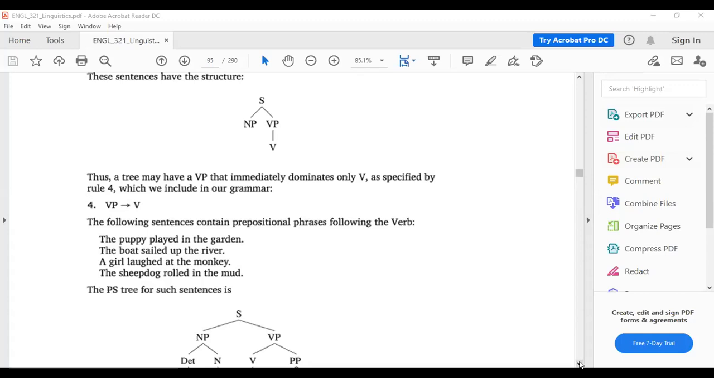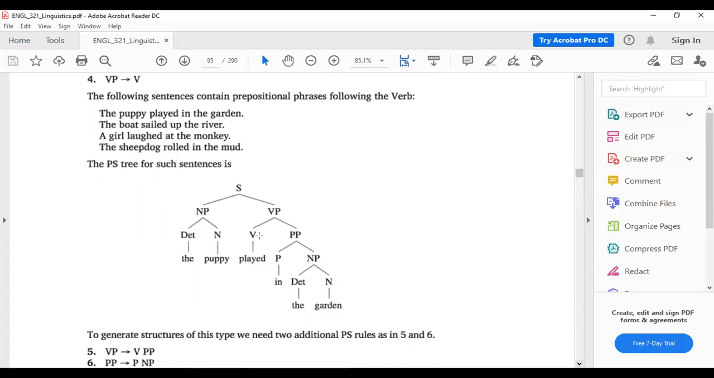Good. But also we can have a prepositional phrase in the VP. The puppy played in the garden. So the sentence gives NP, the or a puppy, then VP, V played, then where, in the garden. So this is a prepositional phrase. And here we have the head, the P in, and then within the prepositional phrase, we have another NP, the garden, that is D and N.